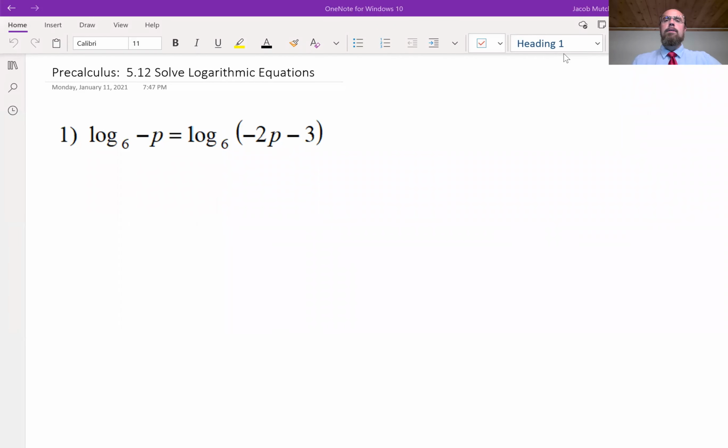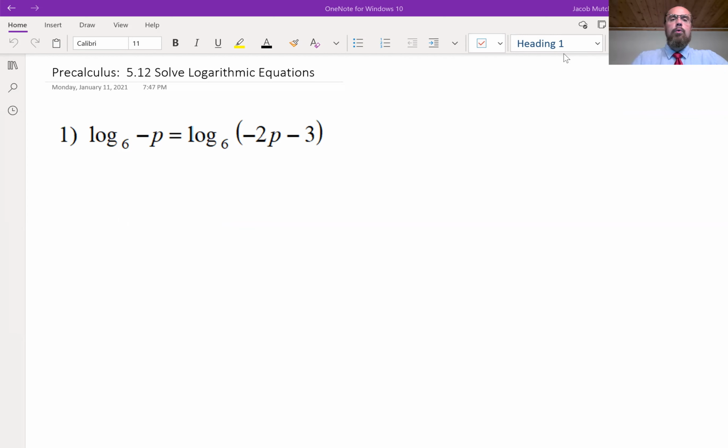Welcome to Pre-Calculus. Today we will investigate solving logarithmic equations. We'll take a look at 4 examples. Our first example is log base 6 of negative p equals log base 6 of negative 2p minus 3.